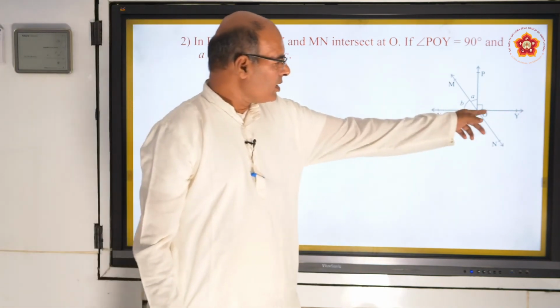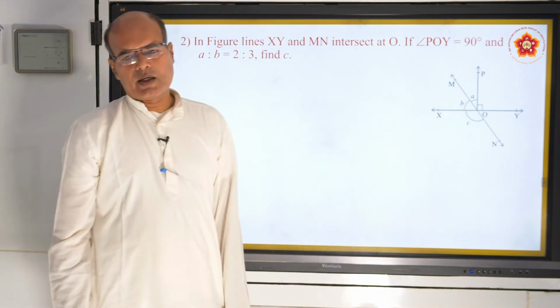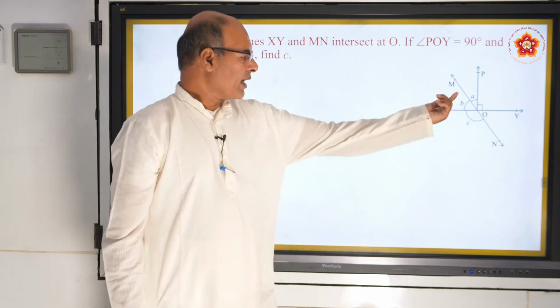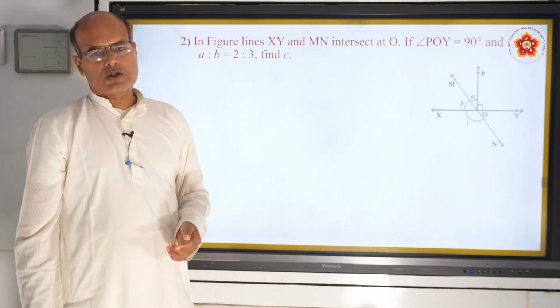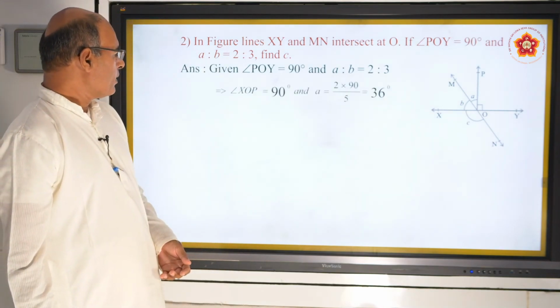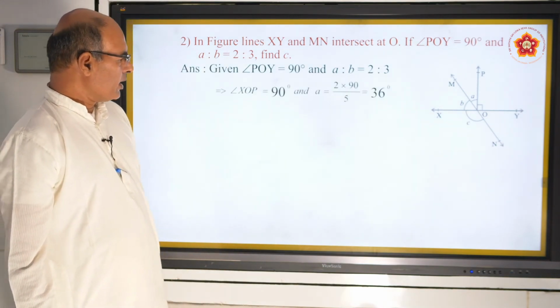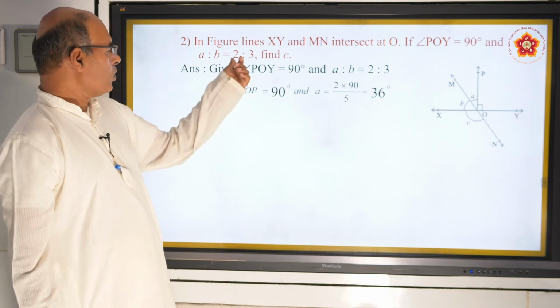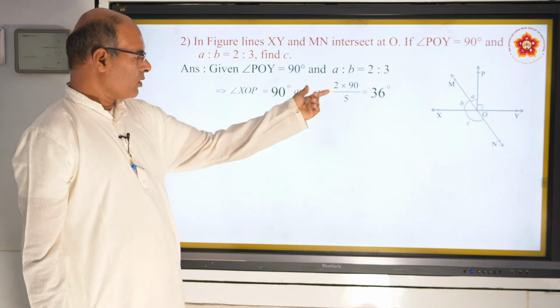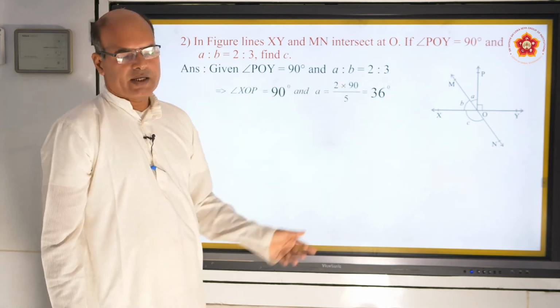POY is 90 degrees, which means POX is also 90 degrees. That is, A plus B is equal to 90 degrees, and A to B is given as 2 to 3. So you know how to find out A and how to find out B. Angle XOP is equal to 90 degrees. So 2 plus 3 is 5, so 2 parts out of 5 parts. So 2 by 5 times of 90 degrees.